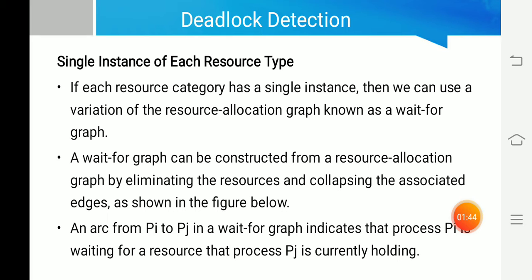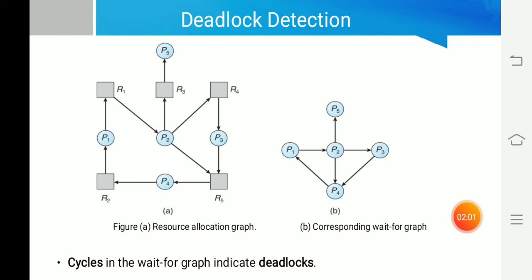In the wait-for graph, an arc from process 1 to process 2 indicates that process 1 is waiting for a resource which is held by process 2. So this is the example. The first diagram is the resource allocation graph and the second diagram is the wait-for graph. In the resource allocation graph, there are two kinds of vertices, a process denoted by a circle and a resource denoted by a rectangular box. Whereas in the wait-for graph, there is only one kind of vertex, the process, indicated by circles.